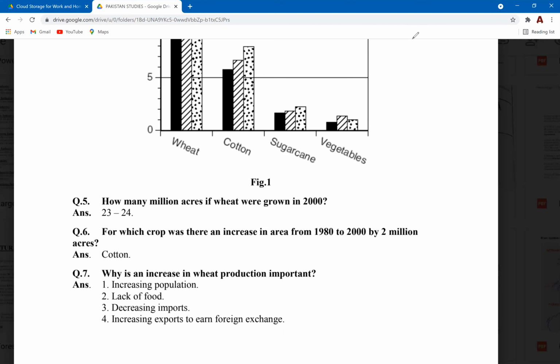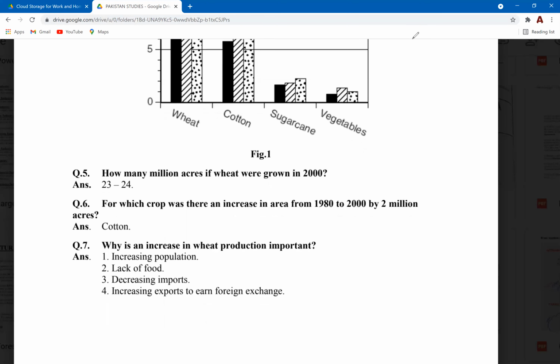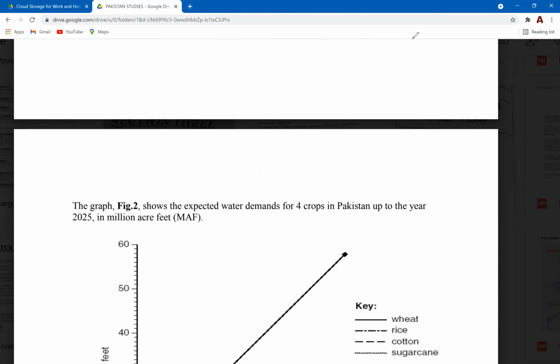We use this crop to produce bread, all of the major food products that we use in Pakistani houses. Lack of food, decreasing imports, increasing exports to foreign exchange. If the production of wheat increases, you can definitely export that wheat, and as a return, you'd get more foreign exchange. Yeah, you can reduce the imports depending upon the natural sources grown in Pakistan. Yeah, these are all the importances.